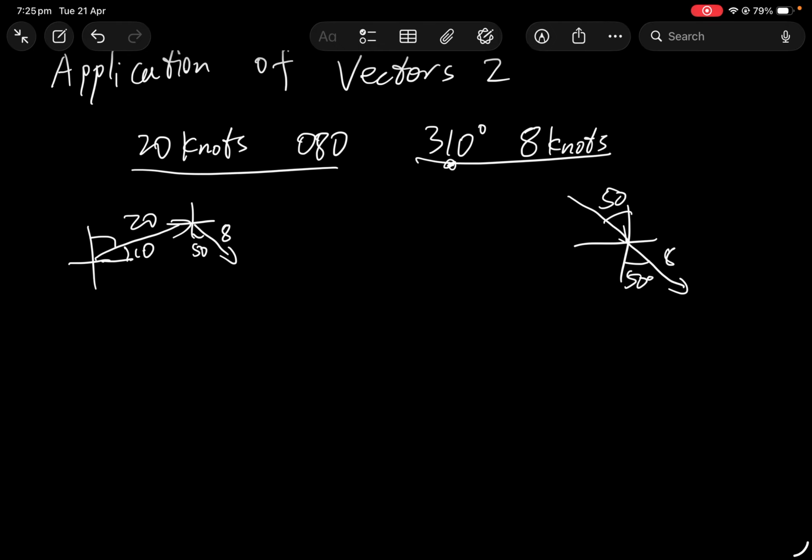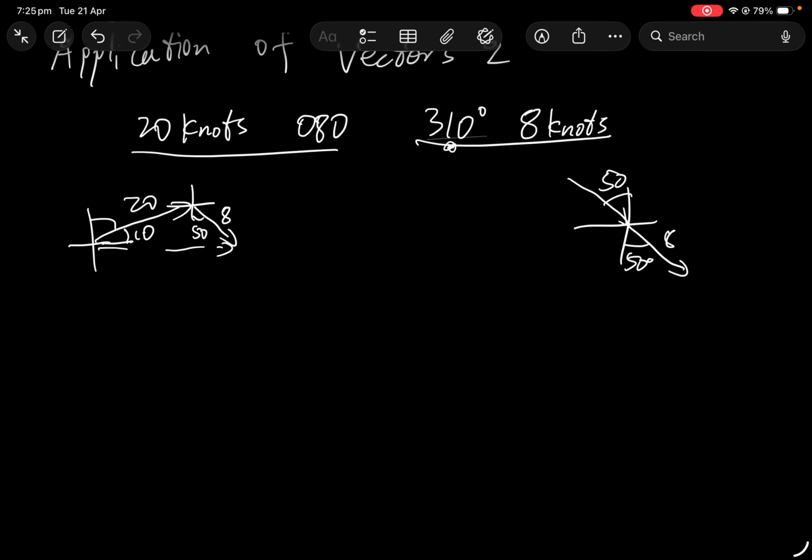Okay, so we can do trig with this diagram if we want, but it says by expressing the given velocities in component form. So it'd be better if we do it with vector equations. So for the ship, 80 is just 10 degrees if we use trig. So it'll be 20, and then i is x, so it'll be 20 cos 10 i plus, because it's in the first quadrant, 20 sine 10 j. We've got the i and j.